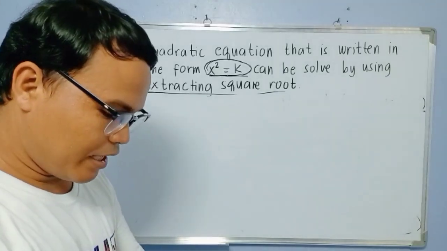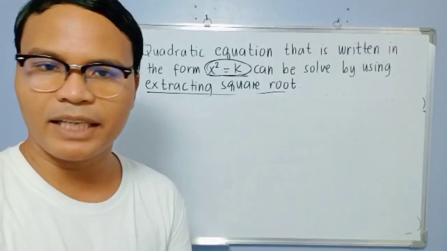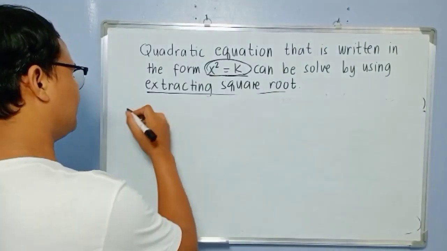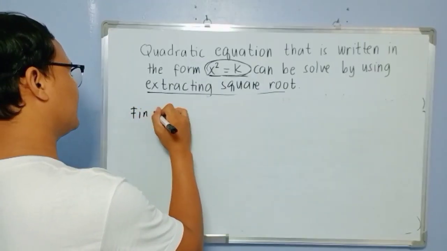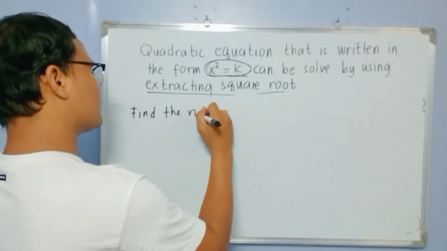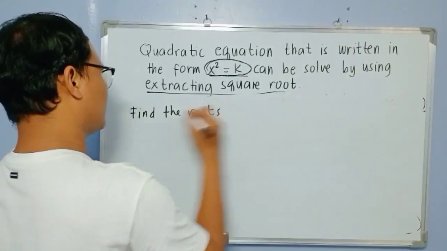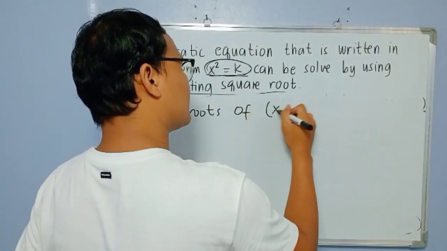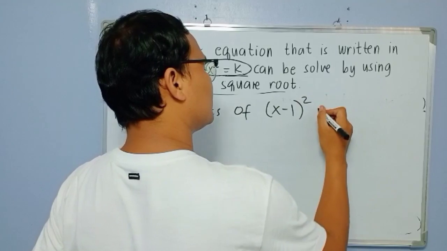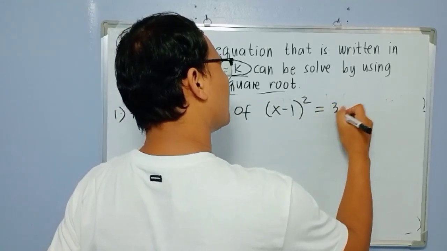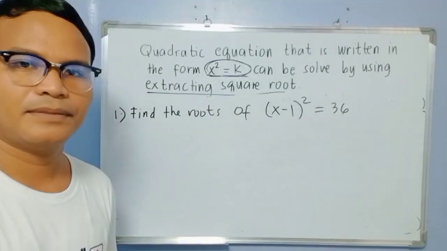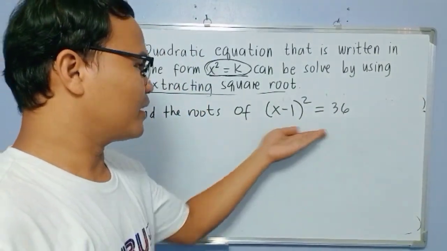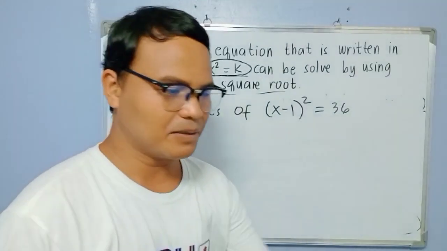Okay. I have here a more complicated example. Now, find the roots of (x minus 1) quantity squared equals 36. Okay? How are we going to solve this one? By using extracting square root.